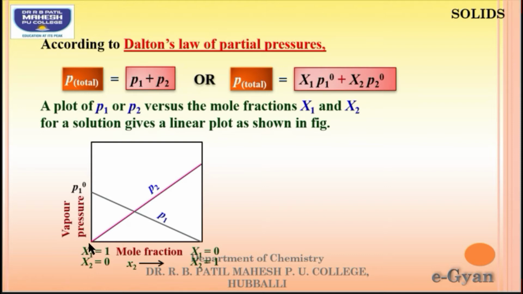In the beginning, the partial pressure of the second component was 0, and as the amount of the second component increased, the partial pressure also goes on increasing, and it will reach maximum when X2, the mole fraction of the second component, is 1. Then P total will range between P1 naught and P2 naught.